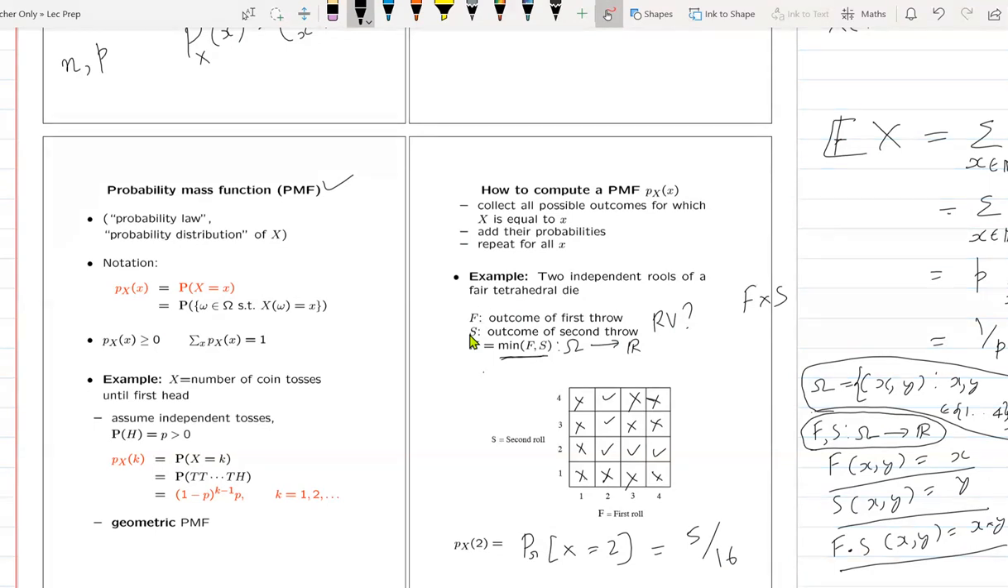Our definition of a random variable is it's a function from sample space to real numbers. That is our definition. And the question was, is f a random variable? F was a random variable. Take any element of the sample space. It is giving the first number, and a number is a real number. Similarly, s is also a random variable. So because f and s are random variables, x is also getting defined like that as a random variable.